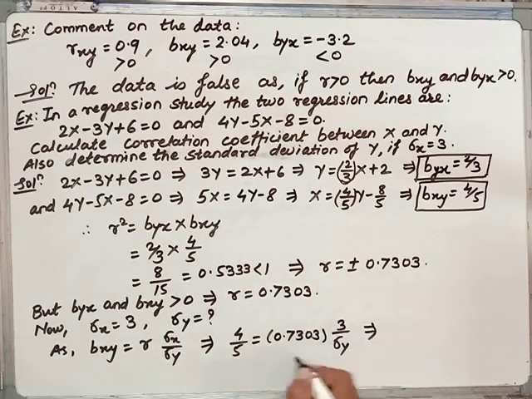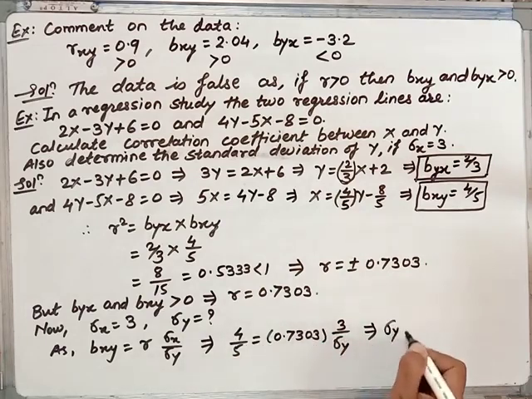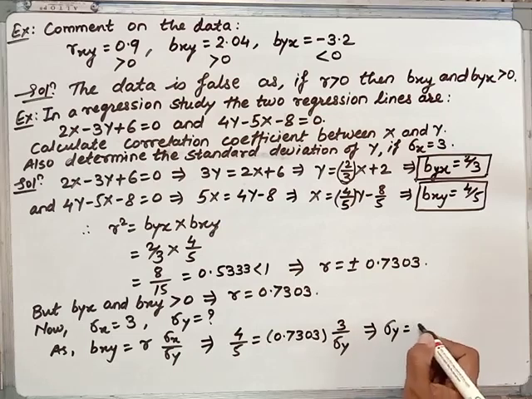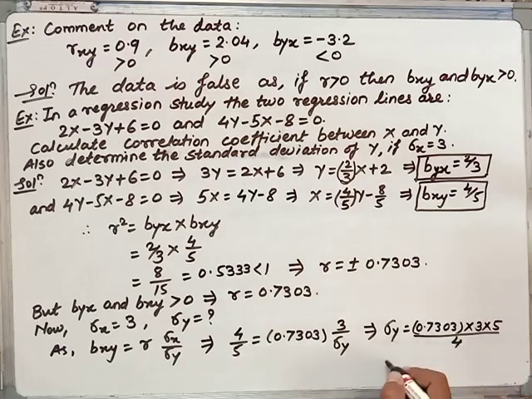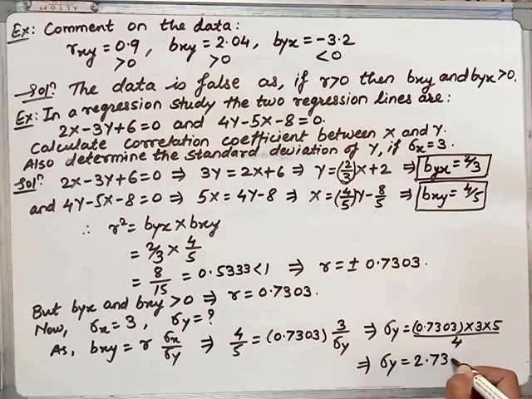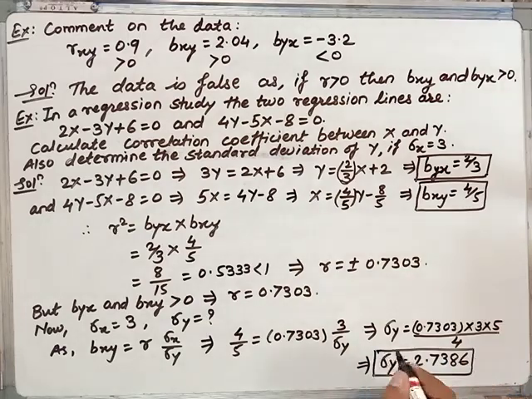So simplifying it, take this sigma y to this side, take this 4 by 5 to this side. So we get sigma y is equal to 0.7303 multiplied by 3 into 5 upon 4. Simplifying it, we get sigma y is equal to 2.7386. This is the answer here.